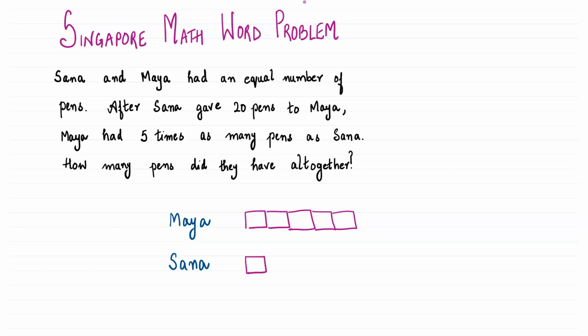So now let's go back. What was the condition in the beginning? In the beginning, they had an equal number of pens. So now we can see Maya has 4 extra. Now, what would have been the condition in the beginning? We can also see that the total number of boxes is 6. So Maya must have 3. Maya and Sana both must have had 3 each in the beginning.